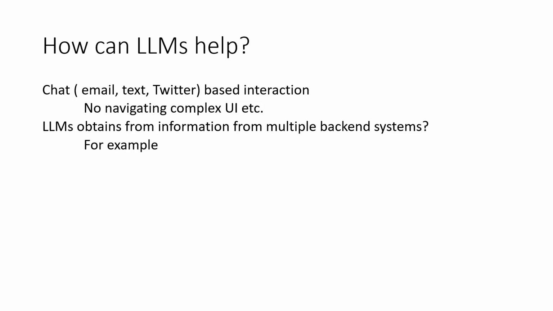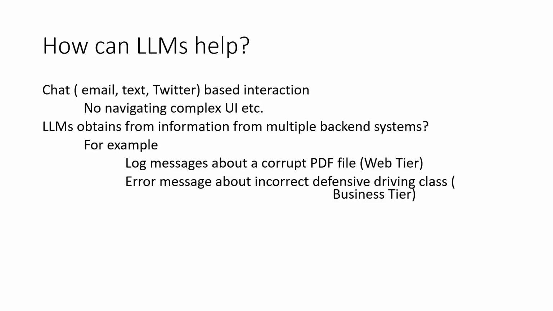For example, we can get information from a log message. Our backend application may be emitting a log message, which tells us that the PDF that was uploaded was indeed corrupt. Language models can look at that log information and make sense out of it and provide a reply to our customers. They can also look at error messages that may come out of our business tier, for example, an incorrect defensive driving class was used. They can also look at some of the messages that flow between systems that tell us when the discount will kick in, what the billing cycle is, etc.